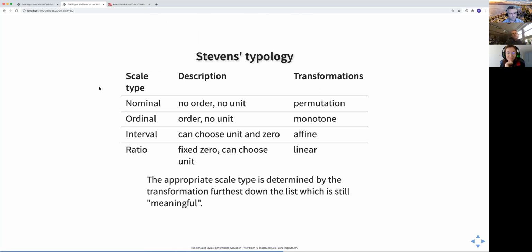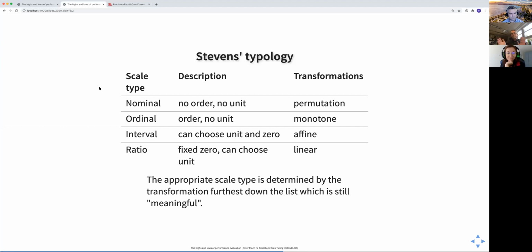We have ordinal scale types where we have an order, but we don't have a unit. It's like beginner, knowledgeable, expert, like in review forms, right? The difference between expert and knowledgeable is not necessarily the same as the difference between knowledgeable and beginner. So we have order, no unit. Any monotone transformation is allowable and keeps it as an ordinal scale type.